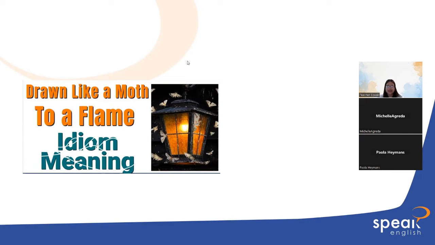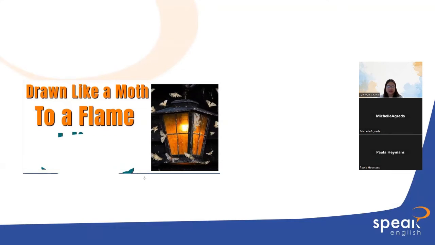Drawn like a moth to a flame. What is a moth? A moth is a type of butterfly, but it's that butterfly that nobody loves because it's the ugly butterfly. I don't like it. I hate it. No, me neither. But have you ever heard this expression? Drawn like a moth to a flame. Is it a new one? Yeah.